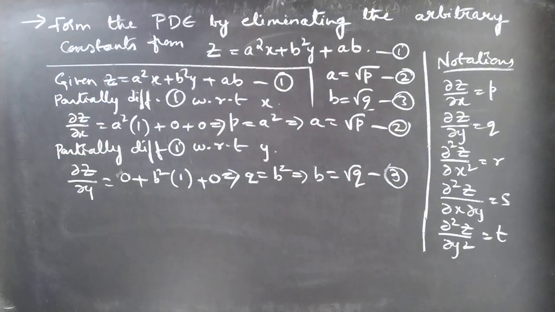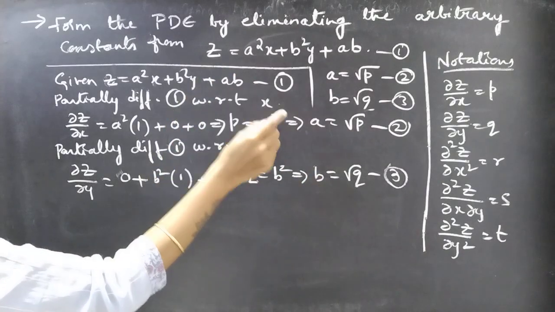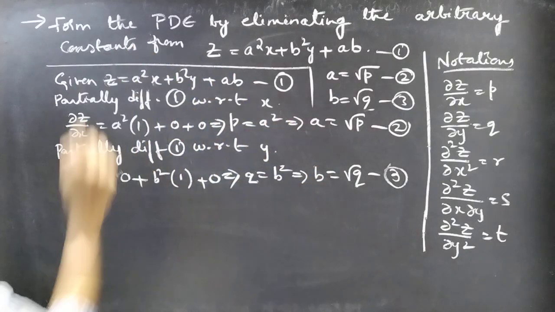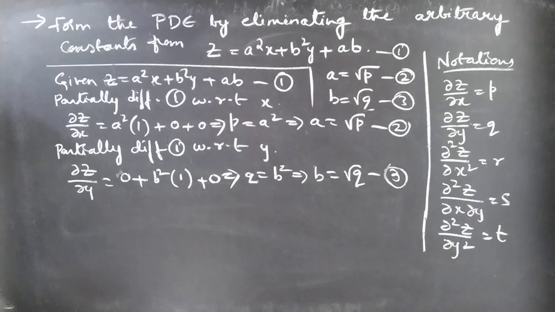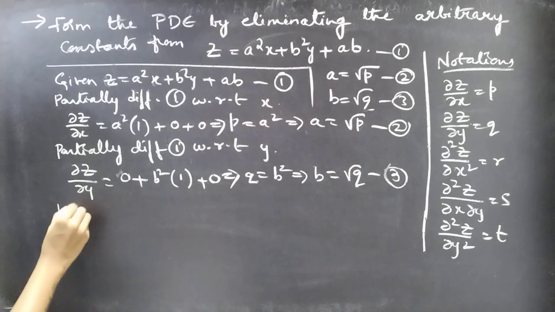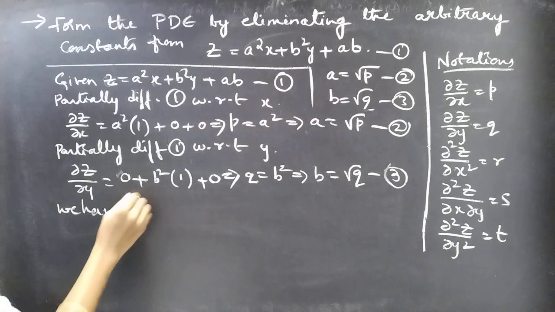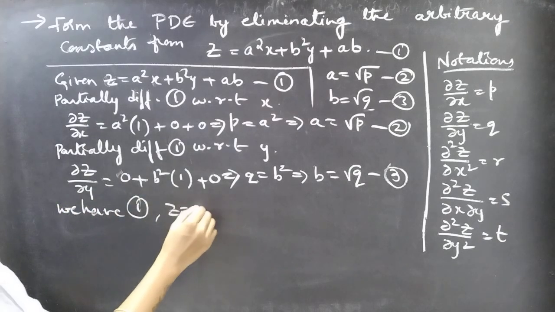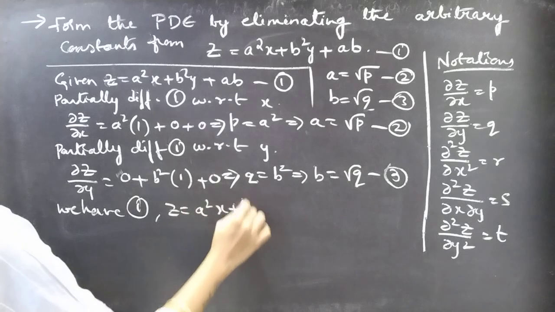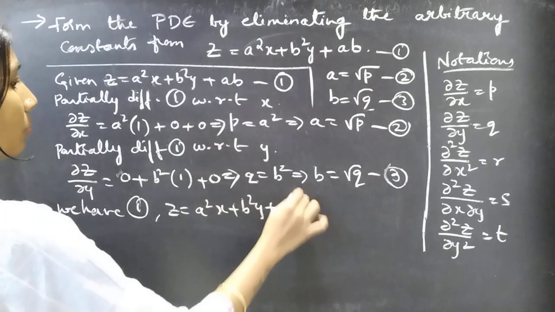Now observe 1, 2 and 3. From this we can say that by substituting 2 and 3 in 1, we can eliminate the arbitrary constants to form the required partial differential equation, right? We have 1, that is z equal to a square x plus b square y plus ab.